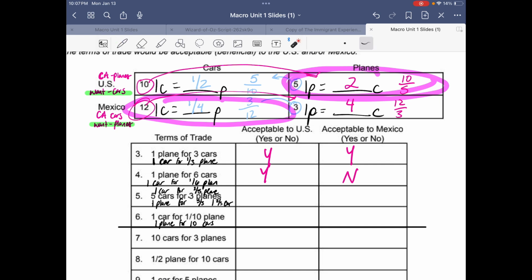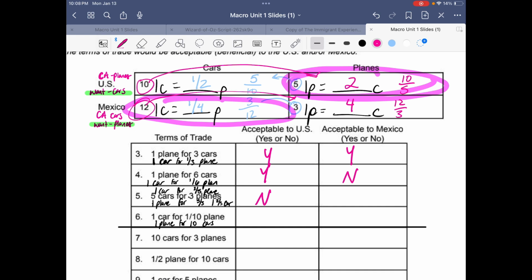Okay, let's move forward. When we move forward, 5 cars for 3 planes. Again, we kind of swapped it, made it easier, made it per unit. We go to the U.S. The U.S. wants cars. They can make 1 car, and then they lose out on the opportunity to make half a plane. Or they can trade for 1 car and lose out on the opportunity to make 3/5 of a plane. And this is where you might have to get your little calculator out or imagine a pie graph. 3/5 is going to be more than 1/2. And they want to go with the lowest opportunity cost. So this is going to be a no for them.